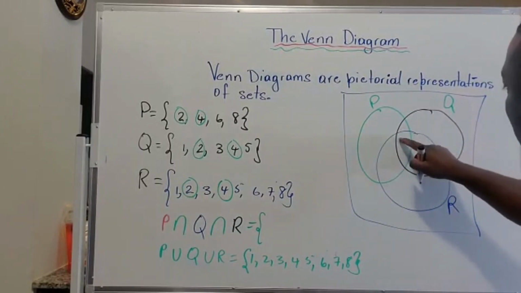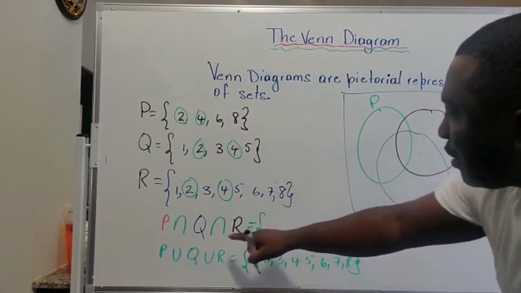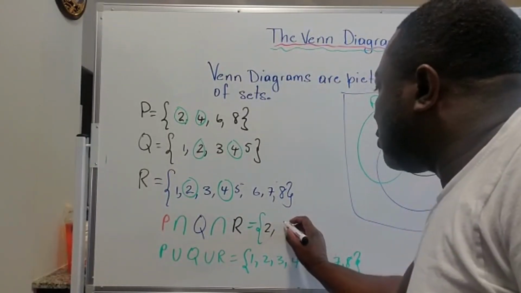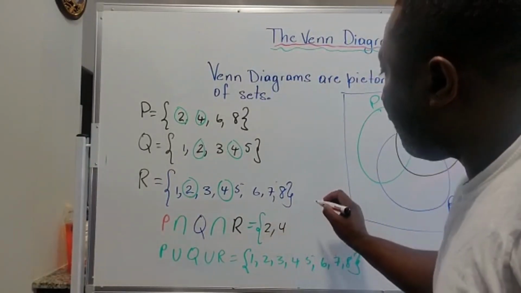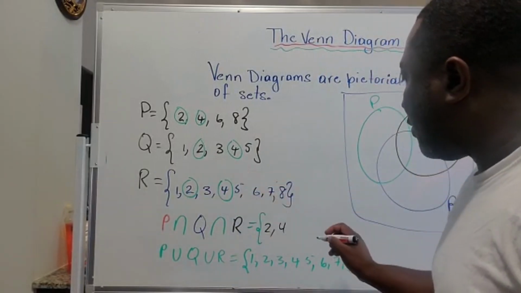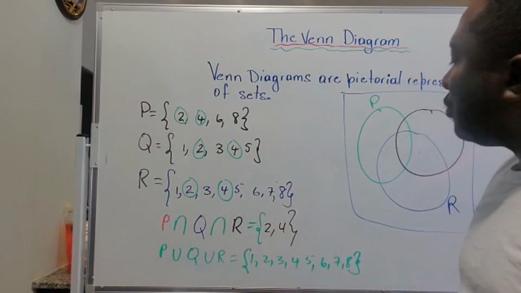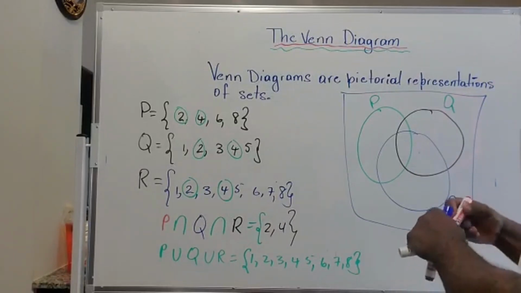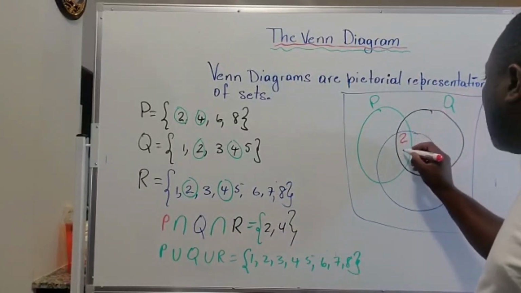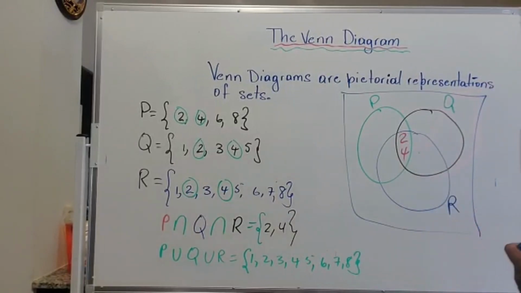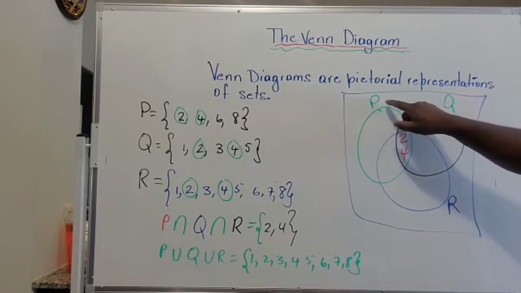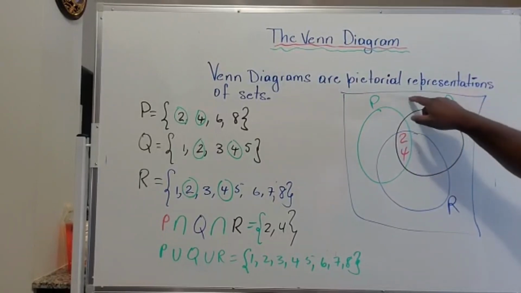So all 3 sets, the elements are 2 and 4. So in this case, our 2 will go here and our 4. Let us look carefully. This little area here is representing P intersecting Q.